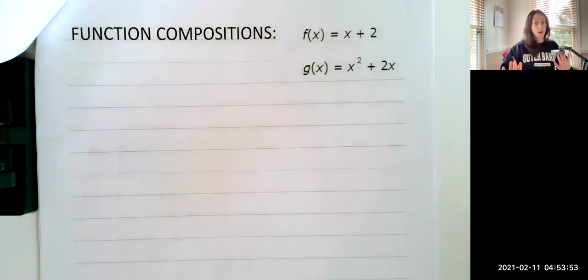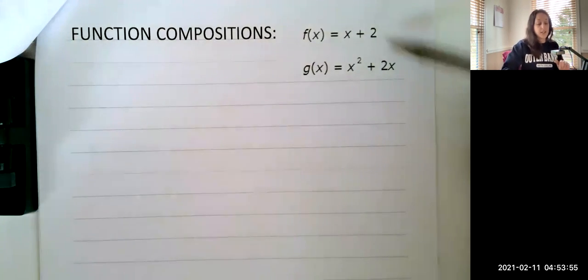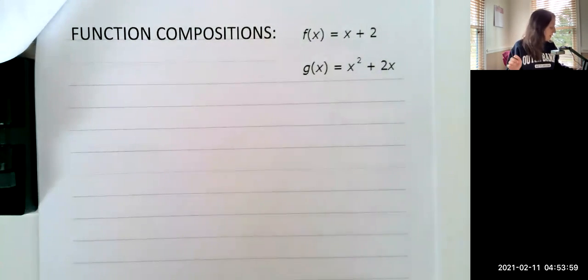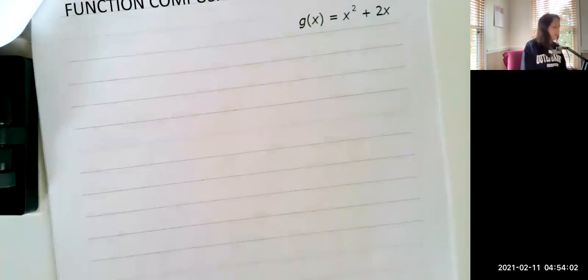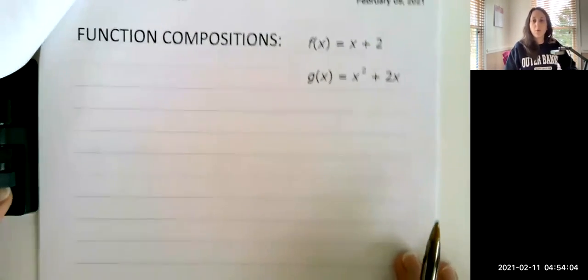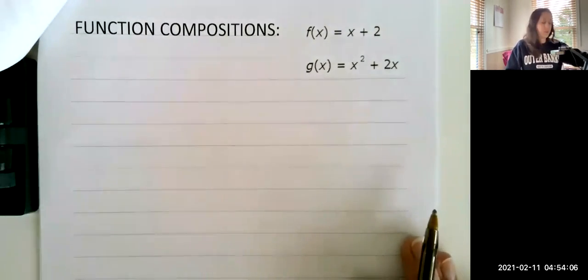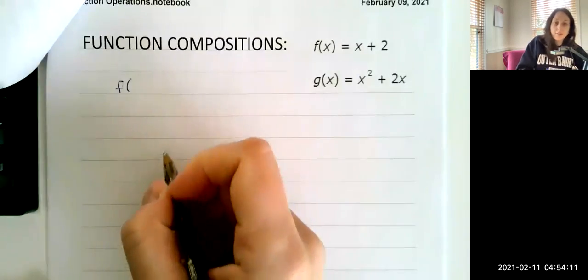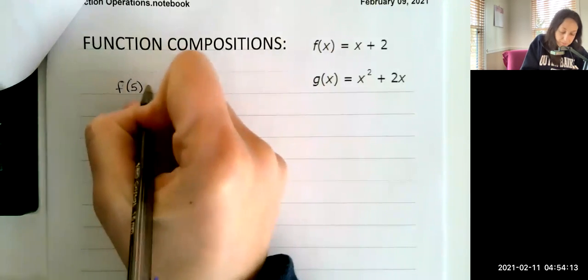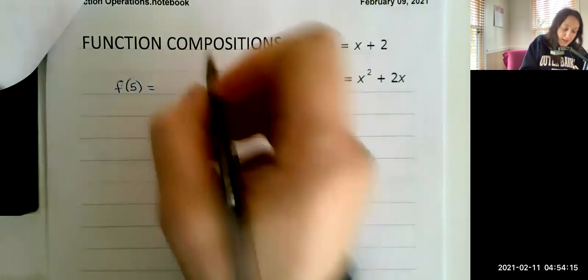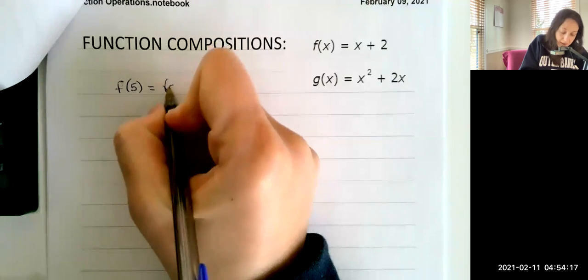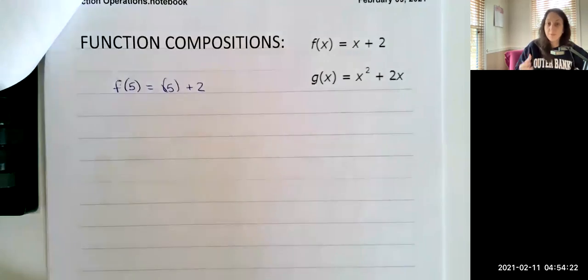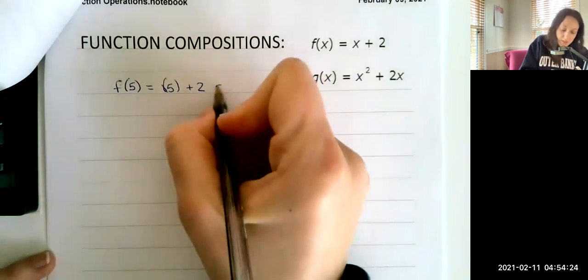So take a second, pause if you need to write down F and G. And if you pause and you're back now, welcome back. We are going to start with a very basic substitution. So I'm going to go ahead and write up F of 5. F of 5 is 5 plus 2 because I replaced the X with the 5. I subbed in 5 for the X, and that's 7.